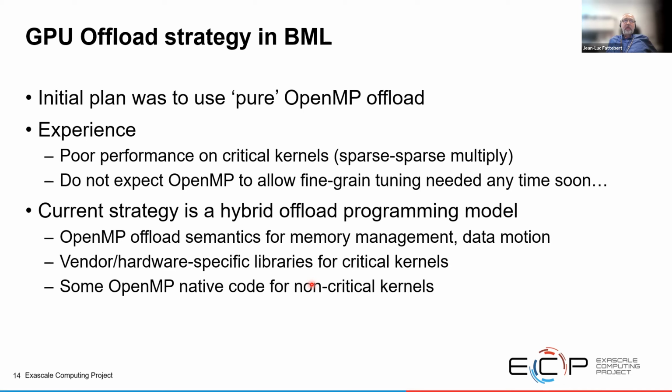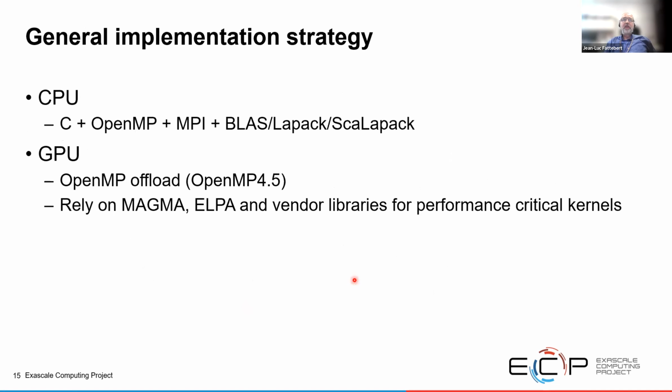for was a hybrid strategy, where we use OpenMP offload for things such as memory allocations, data movement between CPU and GPUs, and also non-critical kernels that don't take much time. And on the other hand, we use vendor-specific libraries to do the heavy lifting of the important kernels, such as sparse matrix multiplication.